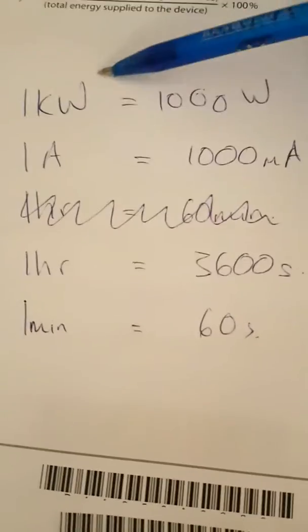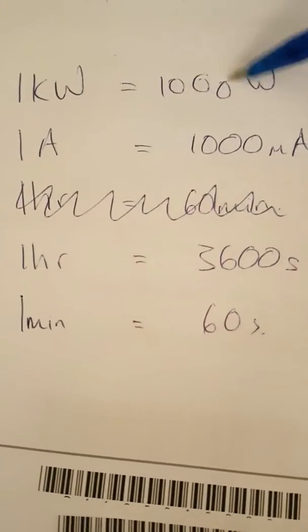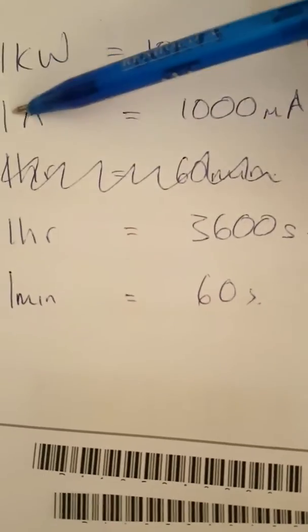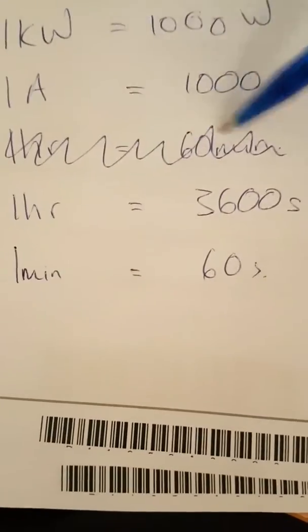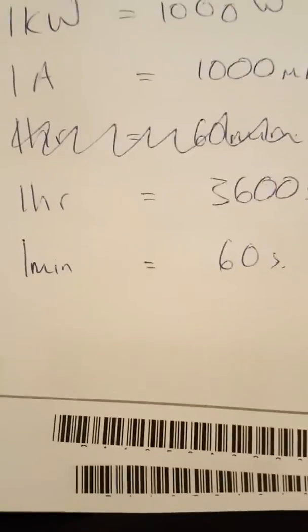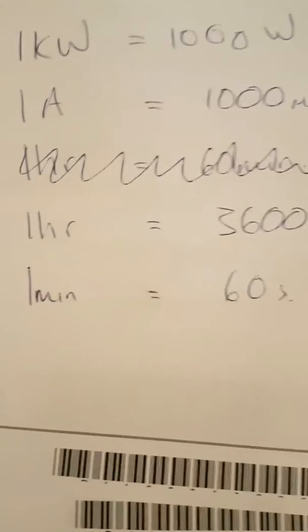Now what I'm going to suggest that you guys do is get used to writing these facts down. The fact that 1 kilowatt is equal to 1,000 watts. 1 amp has 1,000 milliamps. An hour has 3,600 seconds. And 1 minute has 60 seconds, because then you can see how to convert between the two easily.